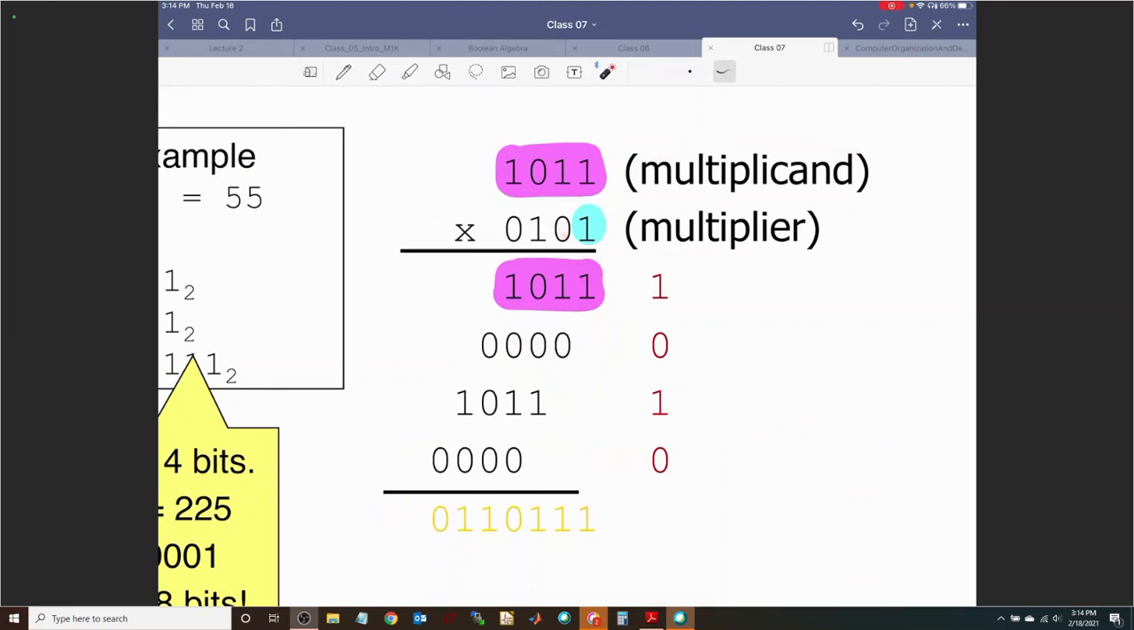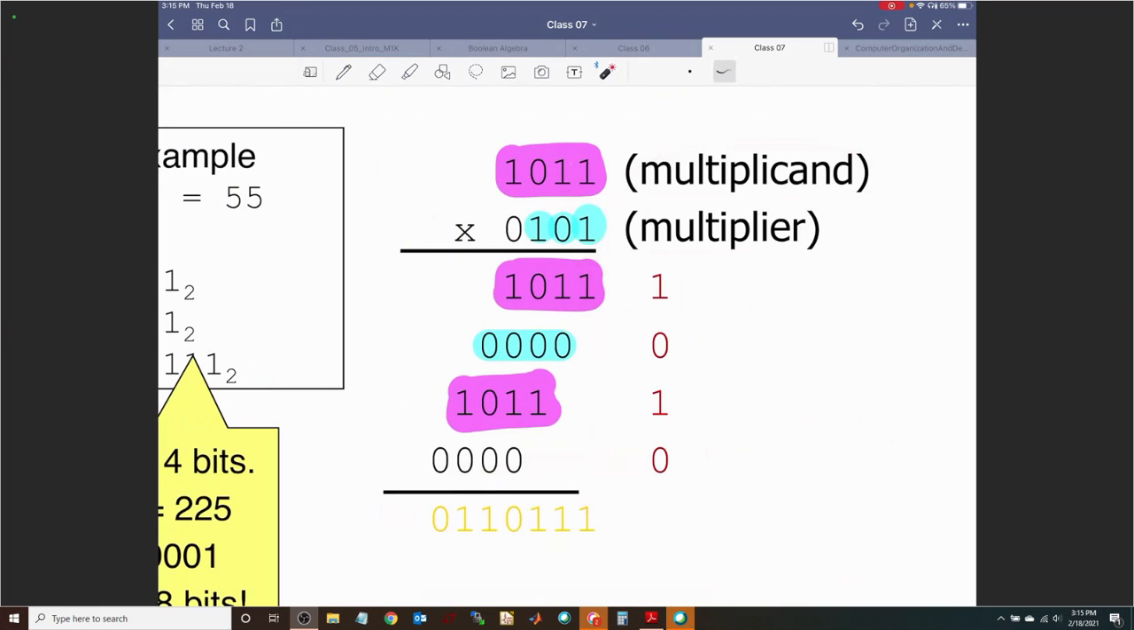Next, you take a look at the next bit. The next one is a 0. The moment you see a 0, you don't need to do anything. You don't need to do the addition in this case. All you need to do is shift left 1 bit more. Then you look at the next most significant bit in the multiplier. In this case, it is 1. Just copy over the multiplicand. Move one place up, and the last, most significant bit of the multiplier is a 0. Just move one bit to the left. Don't need to do the addition.